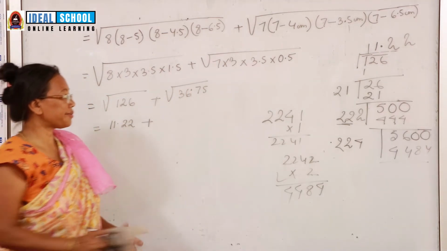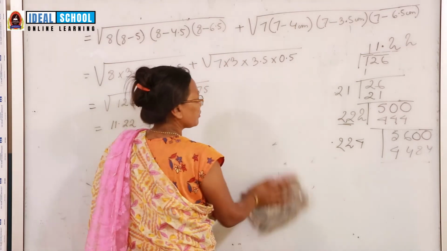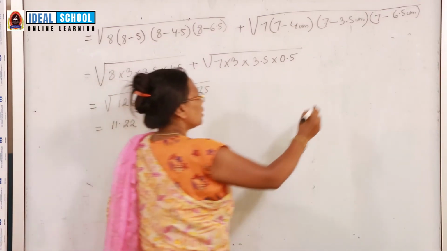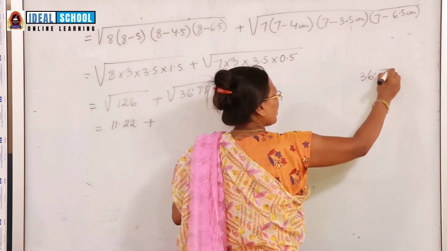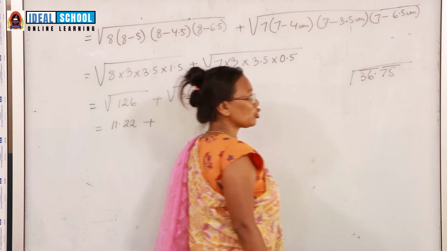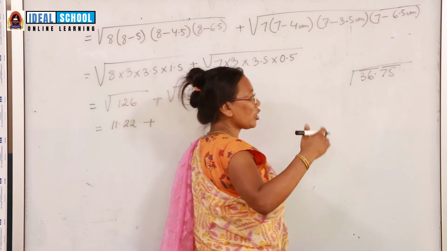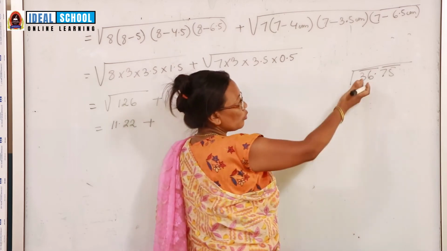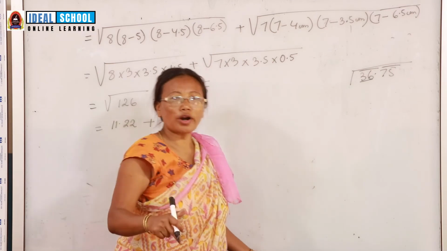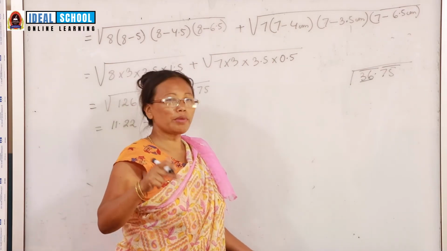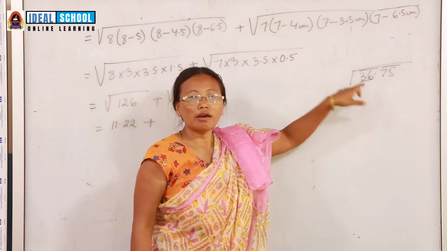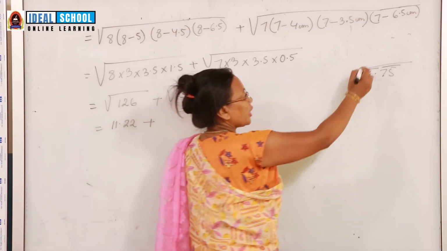Let's calculate again. 36.75. From the right side, we draw a bar over every consecutive 2 digits. Then again, we start from the left. 36. 36 is a perfect square number, which means when we multiply 6 by 6, we get 36. That's why 36 is a perfect square number. Directly we can take 6.